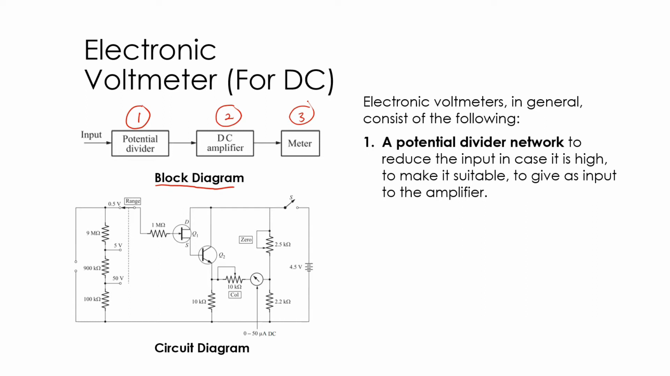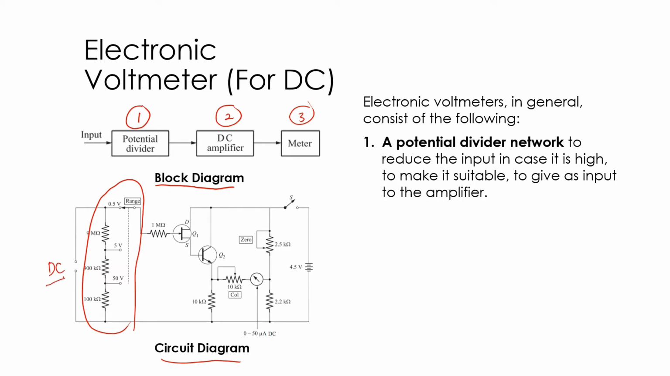So as you can see in this circuit diagram, the first part is the potential divider. We have three resistors here to divide the voltage. This is 9 megaohm, 900 kilohm, and 100 kilohm. After we divide the voltage, we measure the input voltage here, this is the DC input.